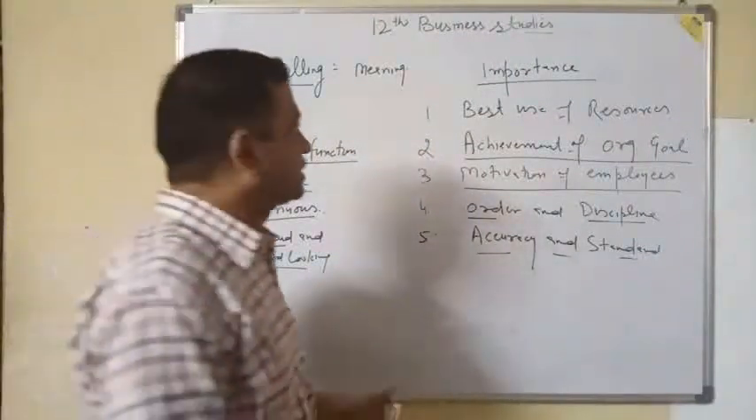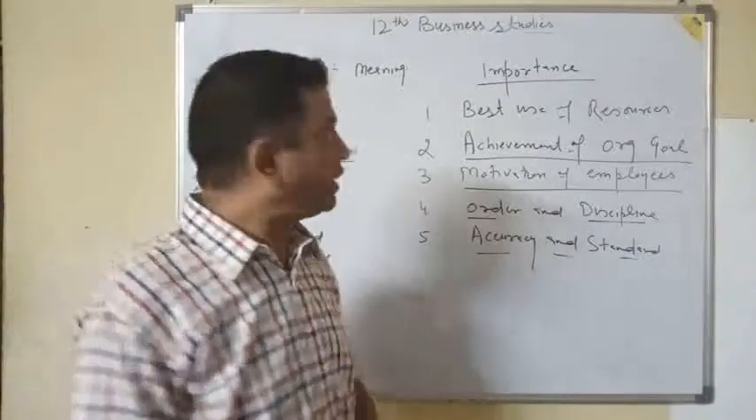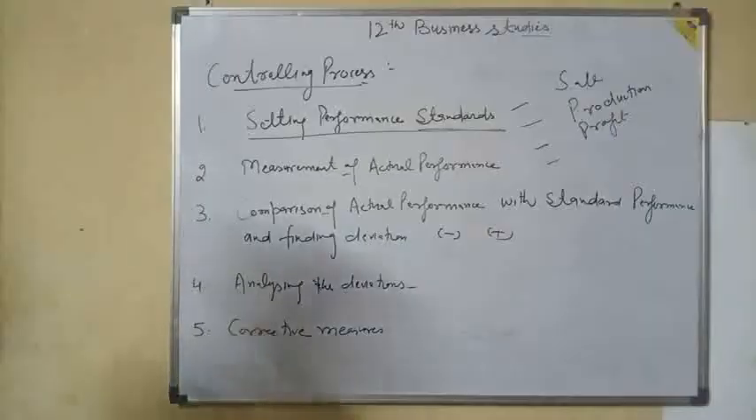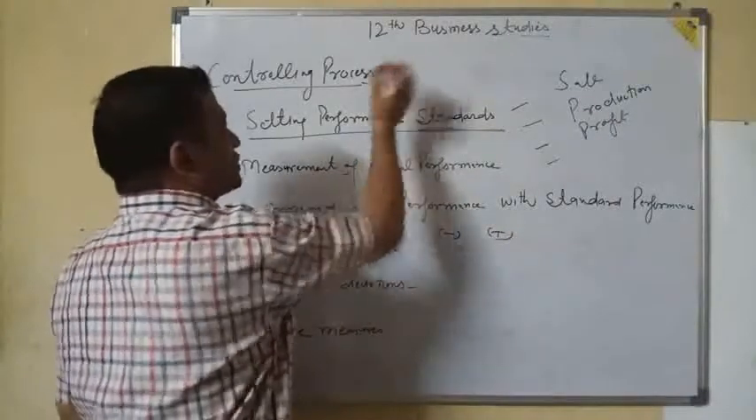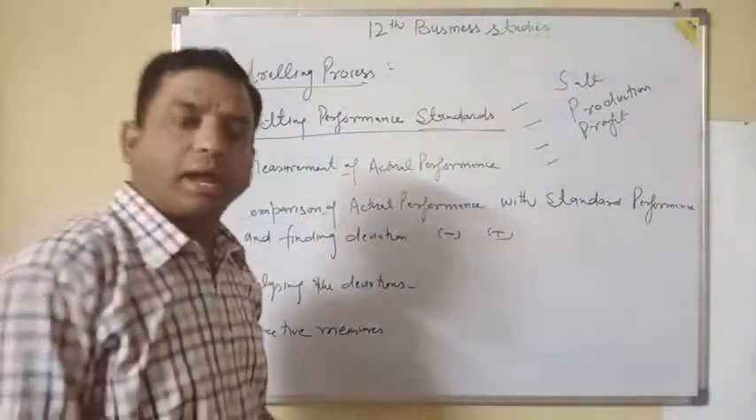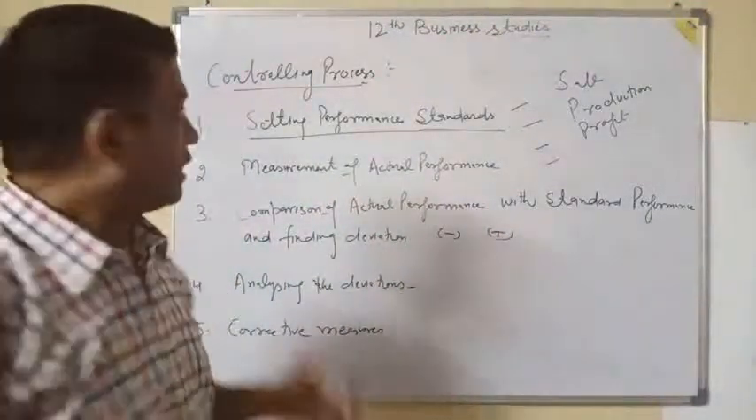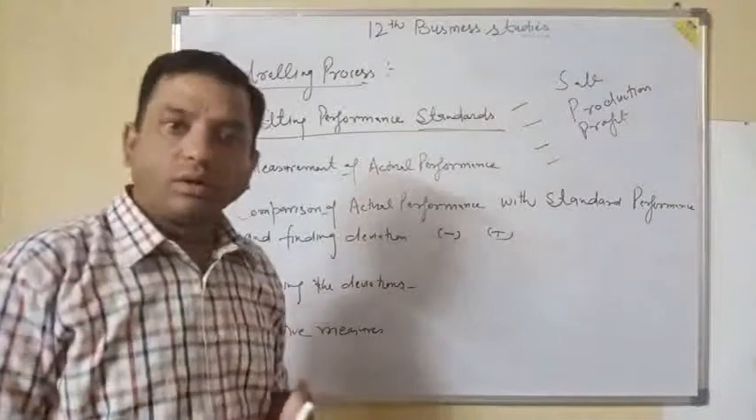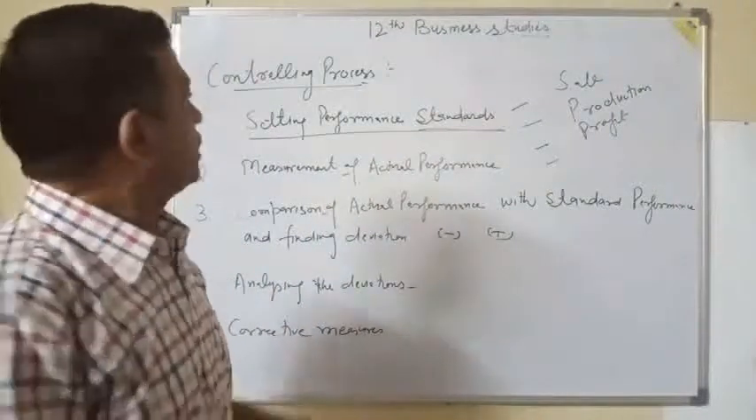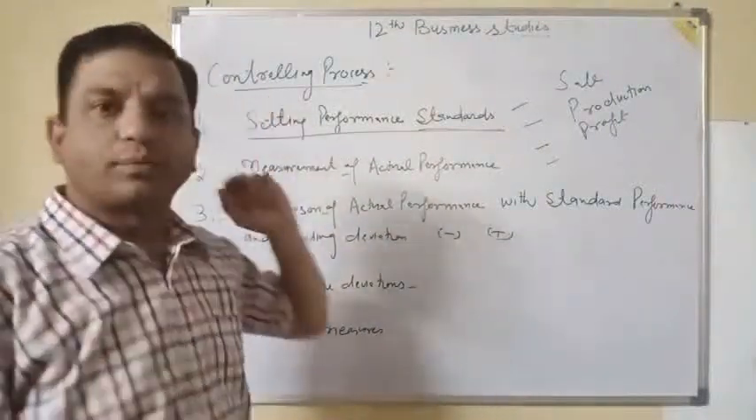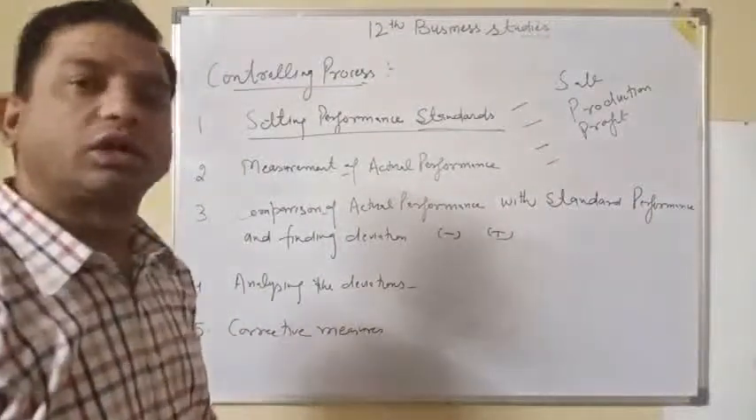Now we will discuss the next topic, that is the controlling process. The next topic, controlling process, means how a manager can control all these activities and what the different steps involved in controlling are.